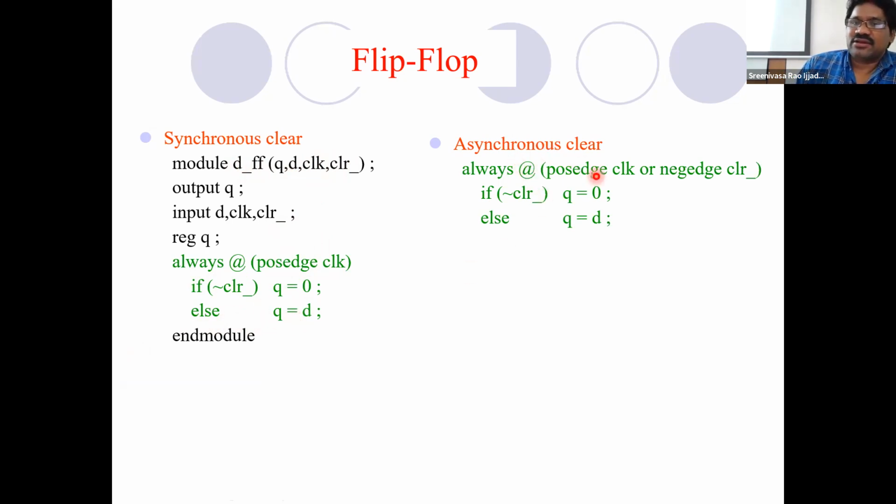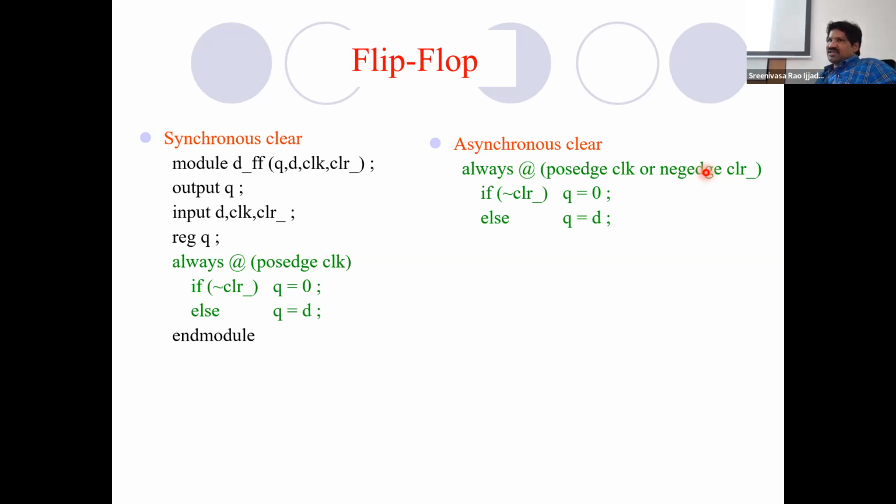And in asynchronous clear, what happened? The clear is given to all the flip-flops at the same time. Suppose we are talking about a single flip-flop, and the flip-flop has 2 control signals. One is the clock, and one more is the clear. Both should be included in the sensitivity list. So we have 2 signals: one is the positive edge of the clock and one more is the negative edge of the clear. Okay, but the statements are the same.